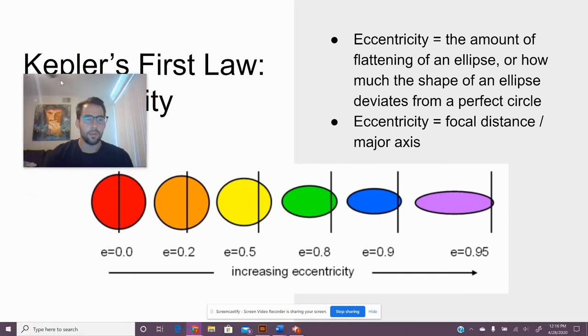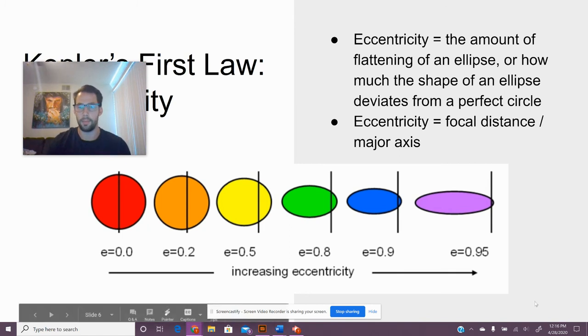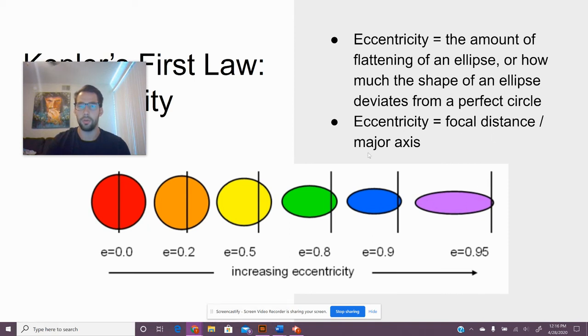If the eccentricity value is close to 0, it's going to be a perfect circle. If it is 0, it's going to be a perfect circle. As it gets closer to 1, it's going to be more of an ellipse. So if it was 1, if this was not 0.95, it was 1.0, it would just be a flat line because the focal distance would be the same as the major axis, creating a flat line.